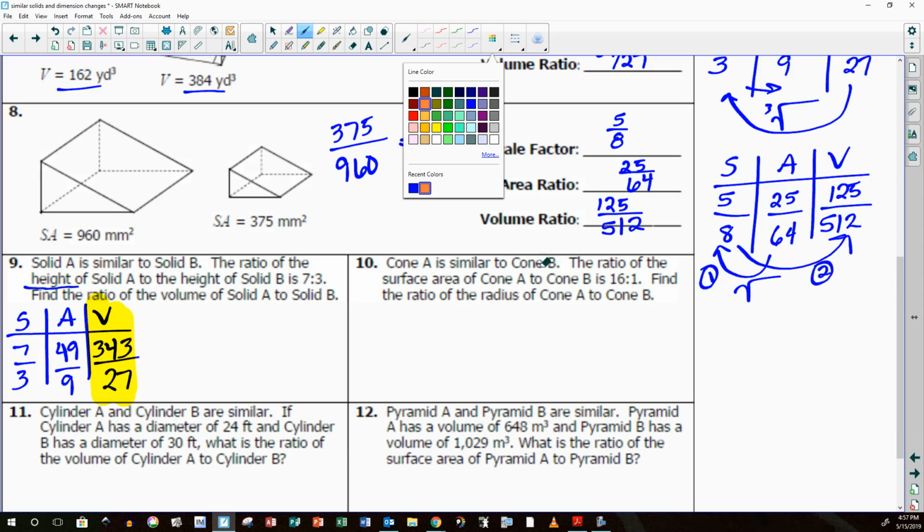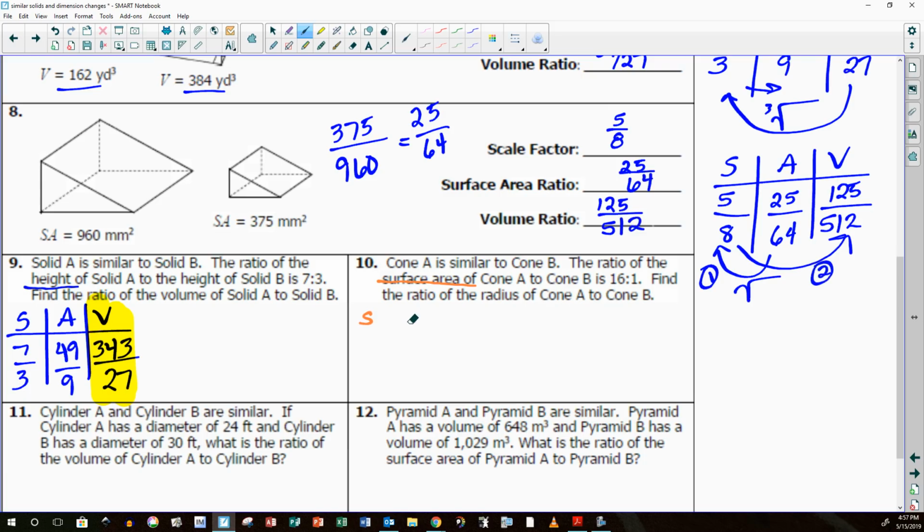All right, so let's try another one. Cone A is similar to cone B. The ratio of their surface area. So if I set up my table, they're telling me the ratio of the surface area. They're saying 16 to 1. Well, I've got to go backwards, so I've got to take the square root. The square root of 16 is 4. The square root of 1 is 1. Then if I go from here all the way to here, 4 cubed, 4 raised to the 3rd power, is 64. And 1 cubed is 1. So you always go backwards and then you'll go forward.